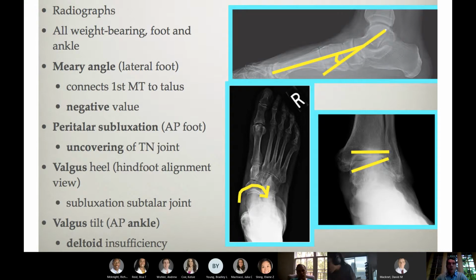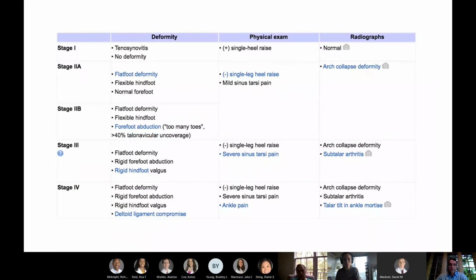It's also important to look for arthritis in the subtalar joint. You'll see it at the bottom of the angle of Gissane, at the bottom of the posterior facet, that's where you'll see the talus impacting into the calcaneus. It tends to happen as the deformity becomes progressive.